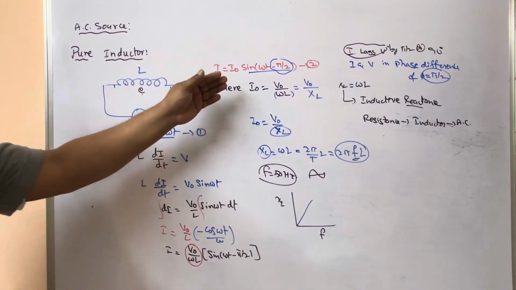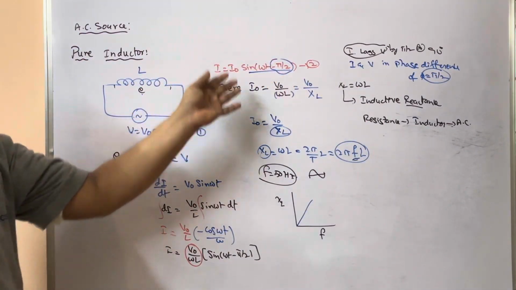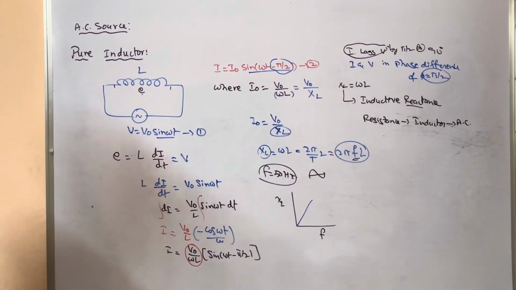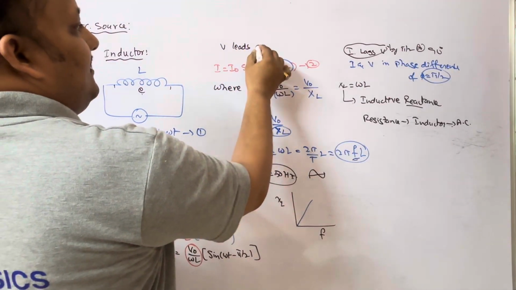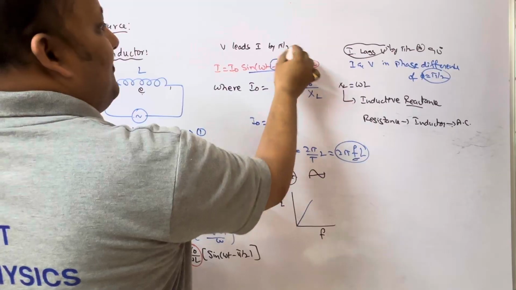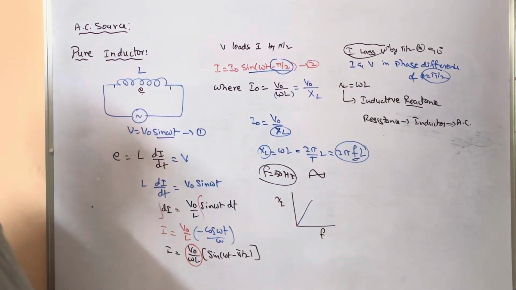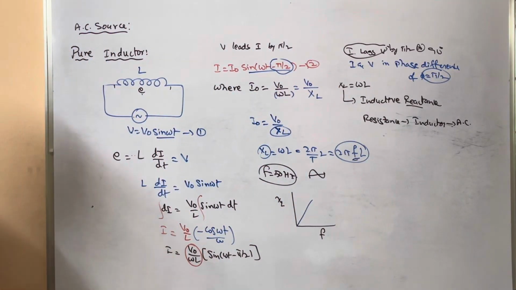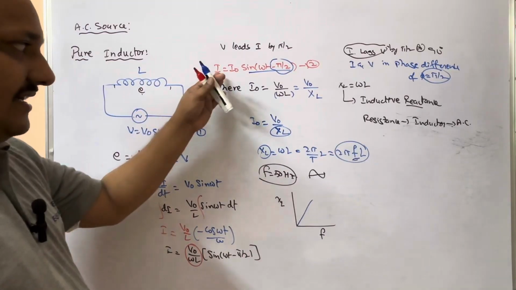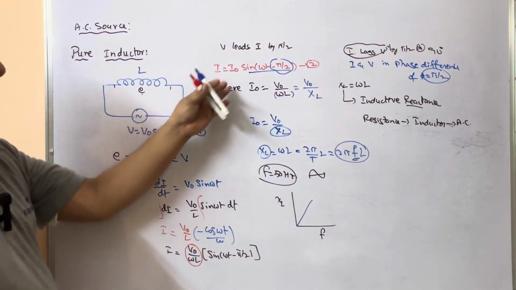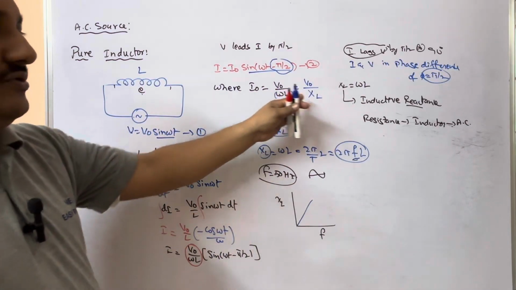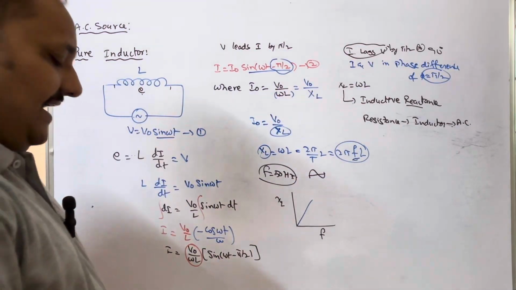So current lags voltage, or current lags EMF, by 90 degrees. Otherwise, voltage leads current by pi by 2. Current is lagging means who is leading? Voltage is leading. So this is about the alternating current equation, and what the phase difference is, and you got one new term, inductive reactance.